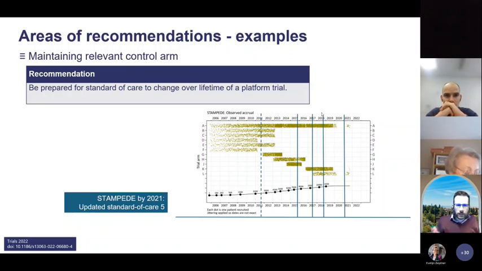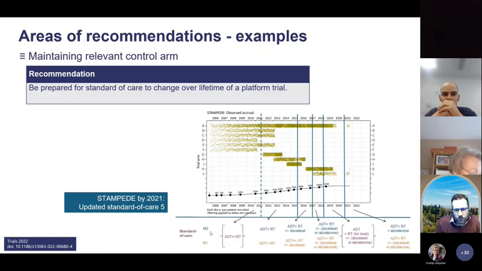And then maintaining the control arm. If you've got a trial that lives for a long time, then there's a good chance that the standard may change. In fact, you'd hope it would. So be prepared for that standard of care to change. I've gone back to showing you that plot of patients in STAMPEDE. The blue lines here represent times at which we've changed the standard of care. So at first, for all of these patients, the standard of care was hormone therapy with radiotherapy if you could. We encouraged it, but it wasn't mandated.